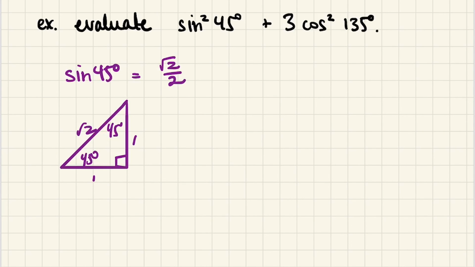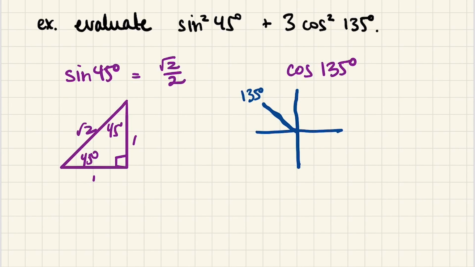Okay, we also need cosine of 135 degrees. And for that, we're going to need the reference angle for 135. So 135 is right here in the second quadrant, and its reference angle is 45. That's 180 minus 135. Very good. So we know that in the second quadrant, cosine is negative. Only sine and cosecant are positive in the second quadrant.